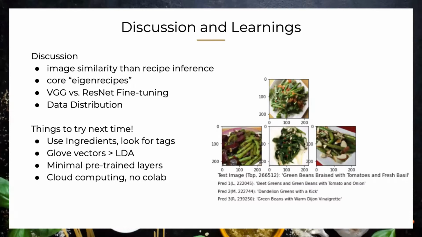Some things to try next time are to use ingredients and GloVe vectors, and maybe retrain some of the pre-trained layers in ResNet to help generalization. And that marks the end of our presentation. We welcome any questions.